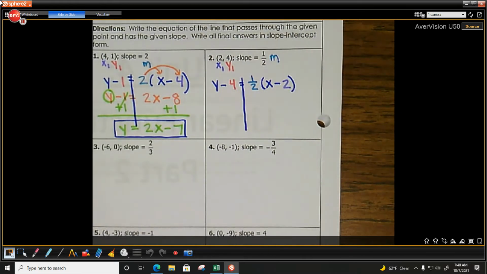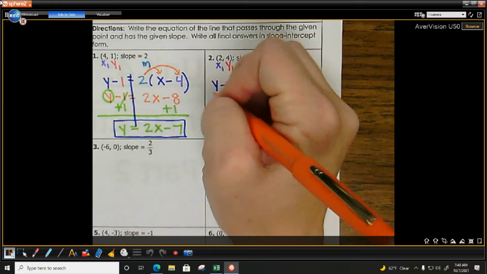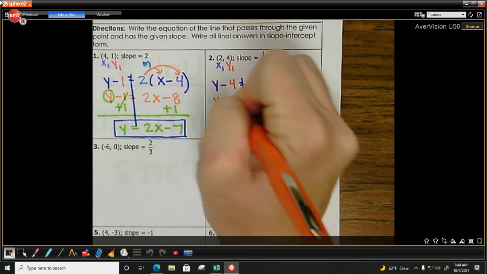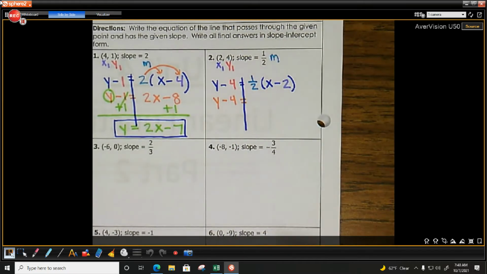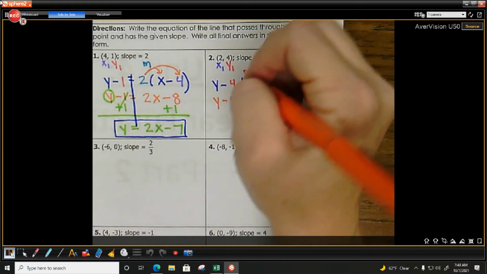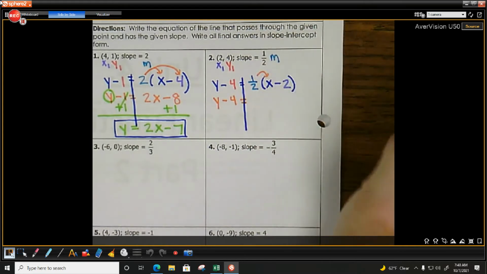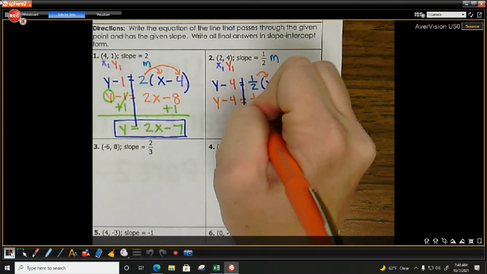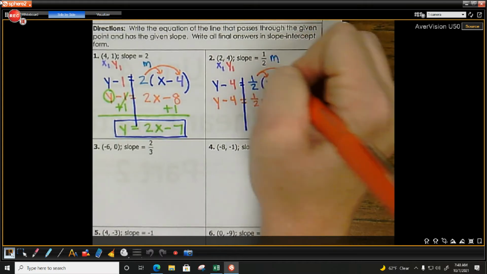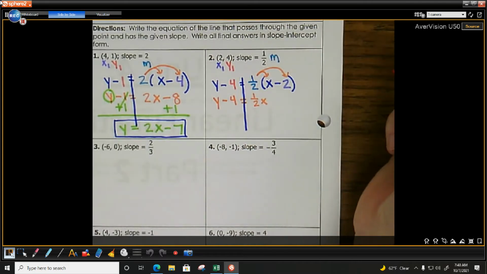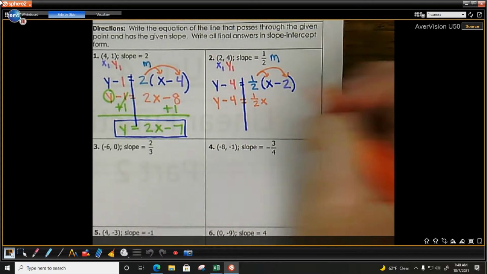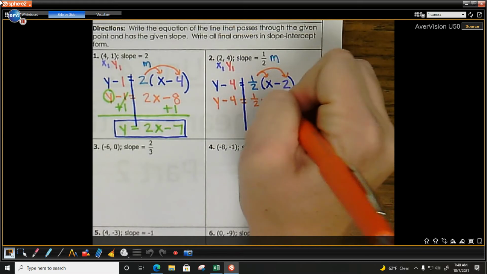What do I need to do first? Distribute. So I'm going to drop down my Y minus 4 equals, and I'm going to distribute what? 1/2. Very good. What's 1/2 times X? 1/2 X. Very good. What's half of 2? 1. And is it positive or negative? Negative, because a positive times a negative is negative.